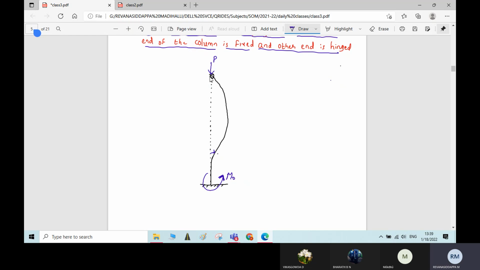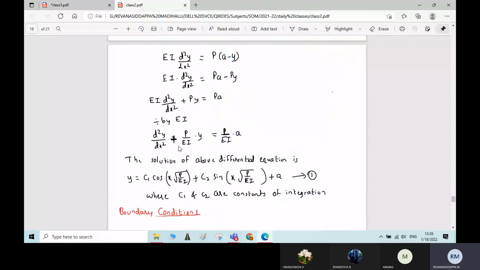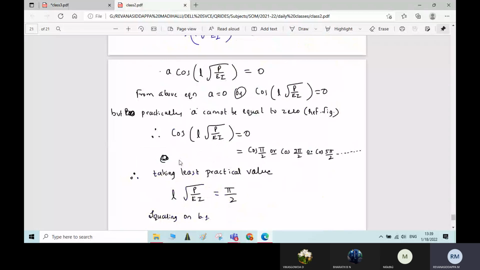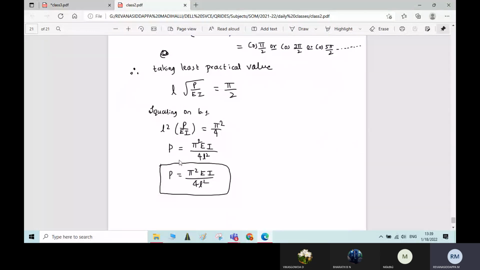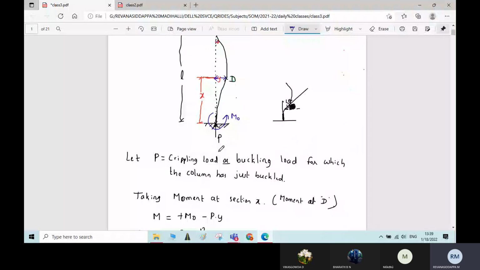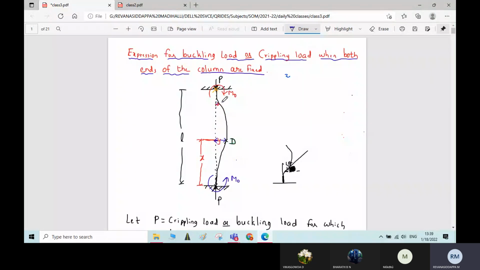And there won't be any reactive moment at the hinged support because it will allow the column to rotate. That is why there won't be any reactive moment induced at the hinged support. Only the resisting moment will be induced at the fixed support. You can see the same thing in the previous derivation. Wherever we have the fixed support, there we will get the resisting moments. Here in the third derivation, both ends of the column were fixed, so wherever the fixed support is there, you will get the reactive moment like this, M0.